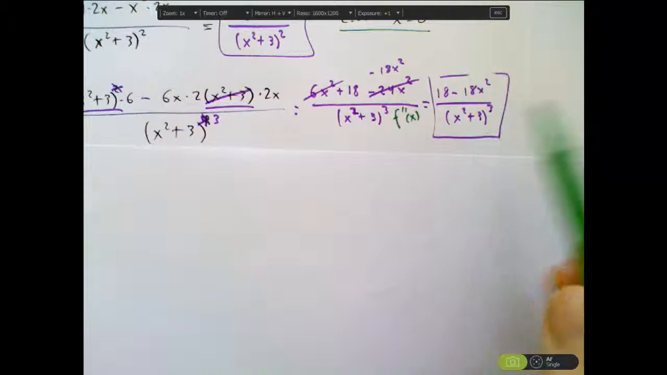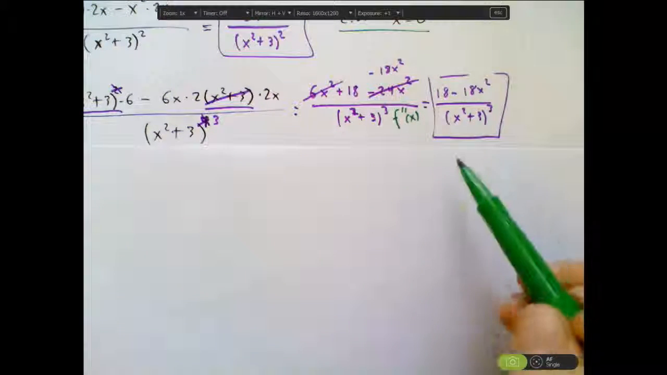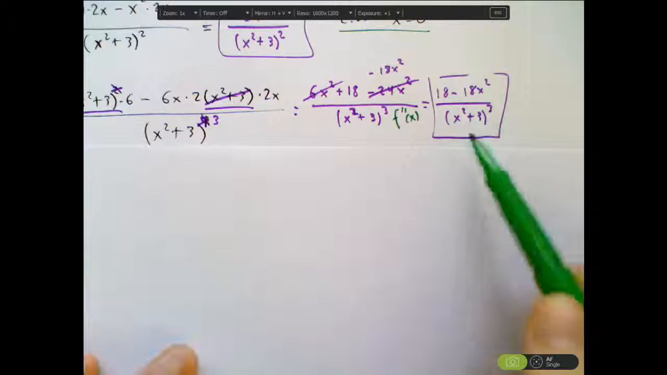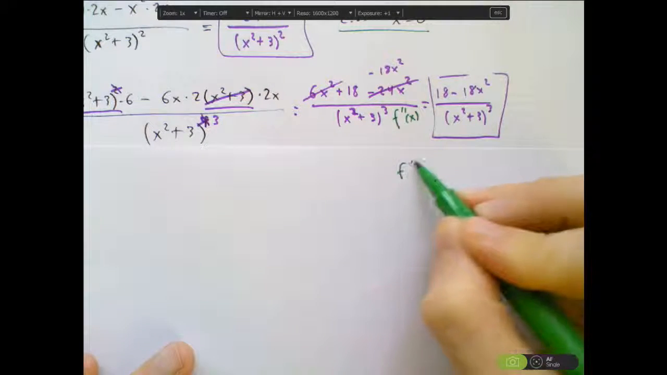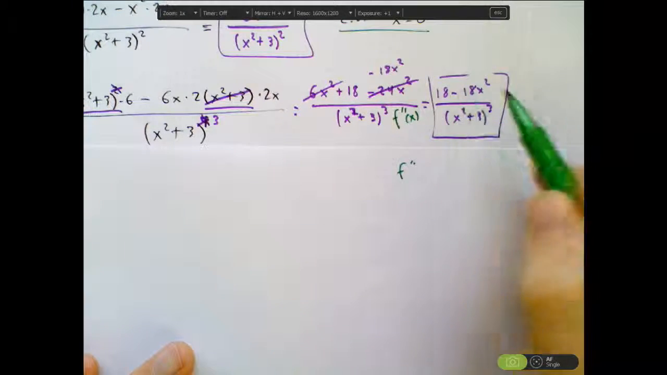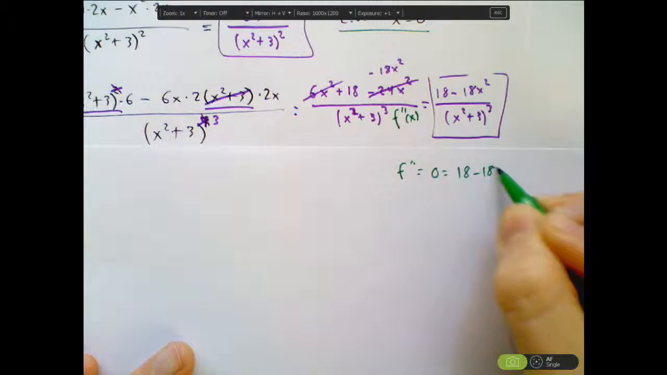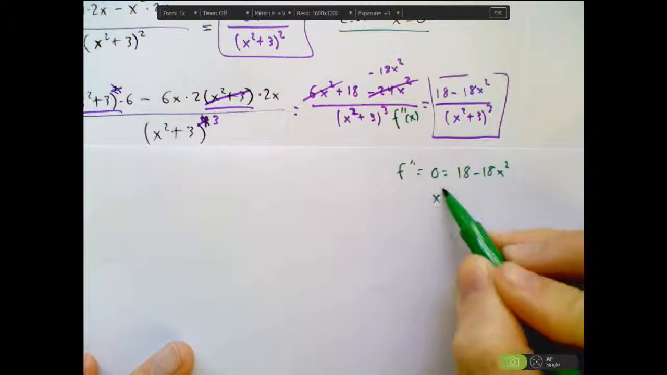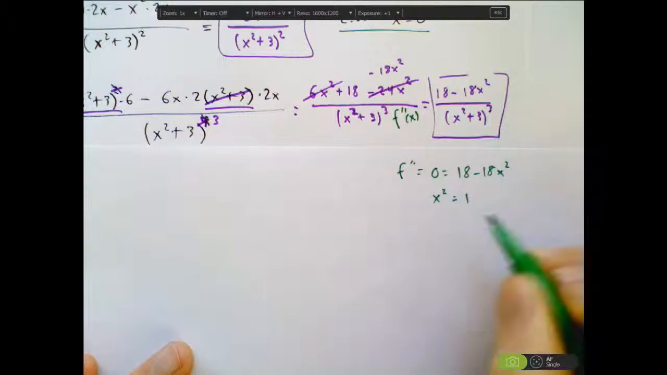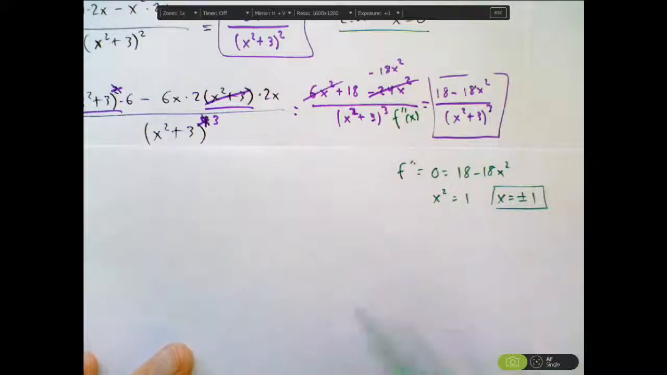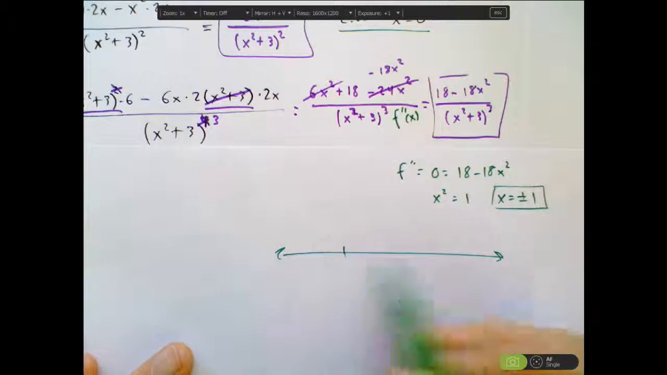It's only going to change signs at a critical value, so either where it's 0 or not defined. Again, this is defined everywhere. So the only critical value of f double prime is when the numerator equals 0. Which is going to happen when x squared equals 1 or x is plus or minus 1. So those are the two values we have to look at. So let's test them. Here's -1, there's +1.